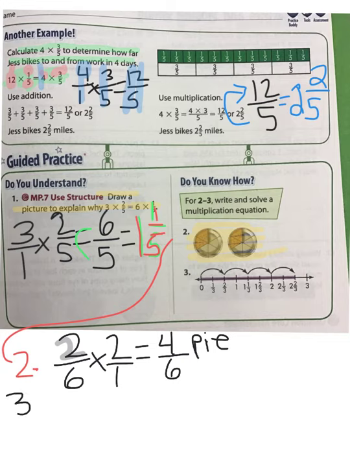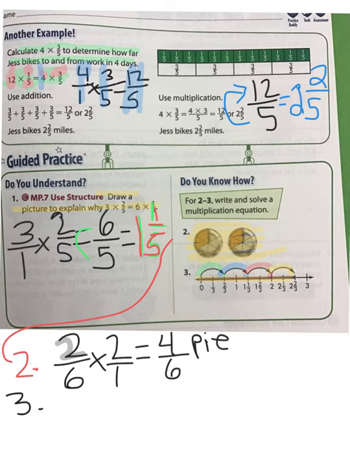I'm going to do number 3 down here. So if I look at the number line, it goes to 2 and 2/3. So it looks to me like it's jumping 2/3 each time. So that's 1 2/3, 2, 3, and 4. And we're going to end up on 2 and 2/3. So it already gives us our answer.